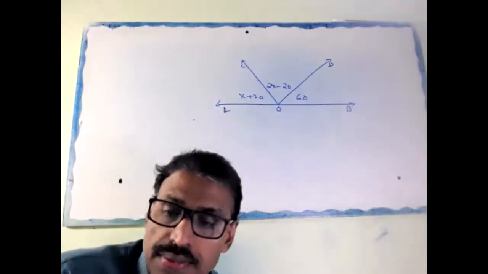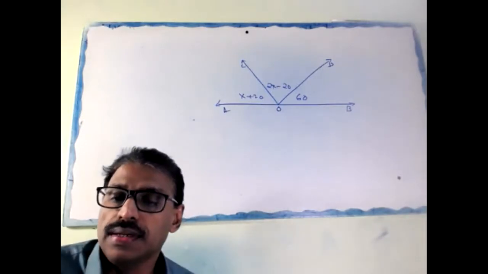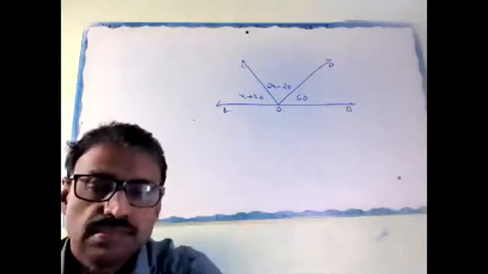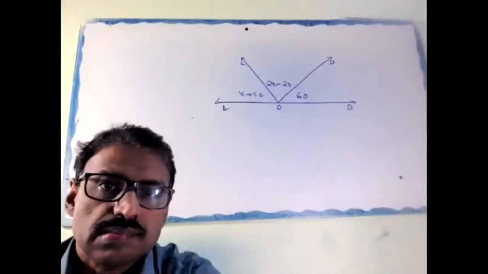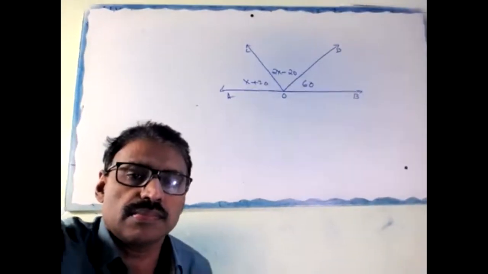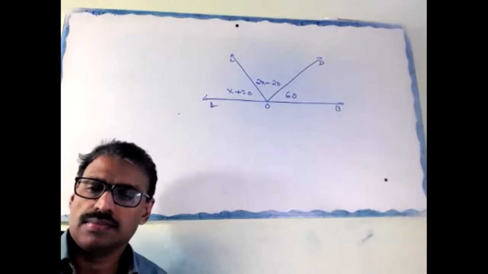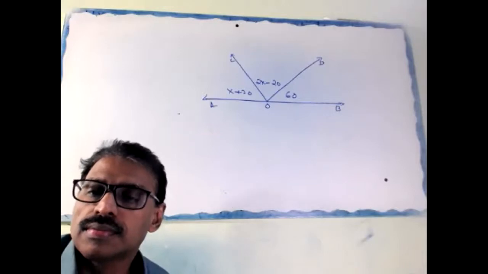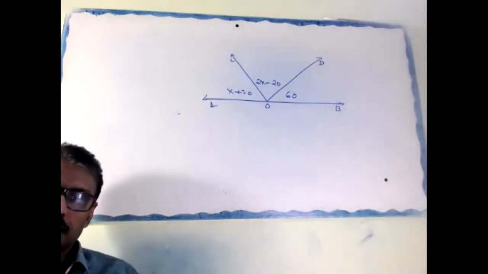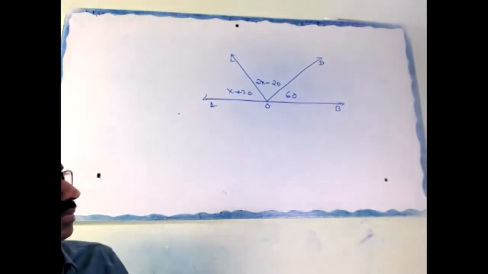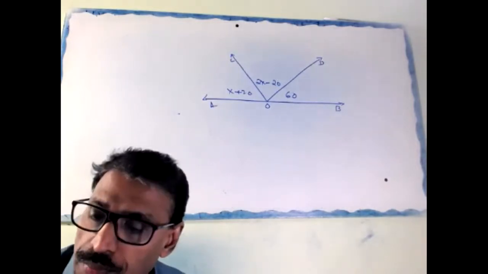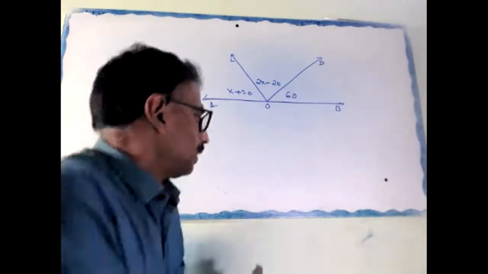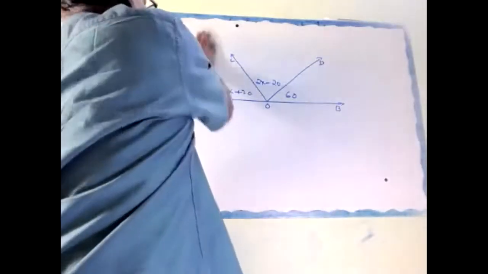Okay, listen, AOB, why not clear? Okay. Listen, AOB is a straight line. Find the measure of angle COD.